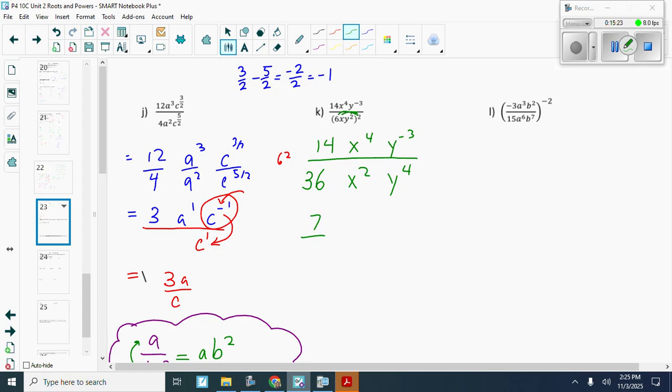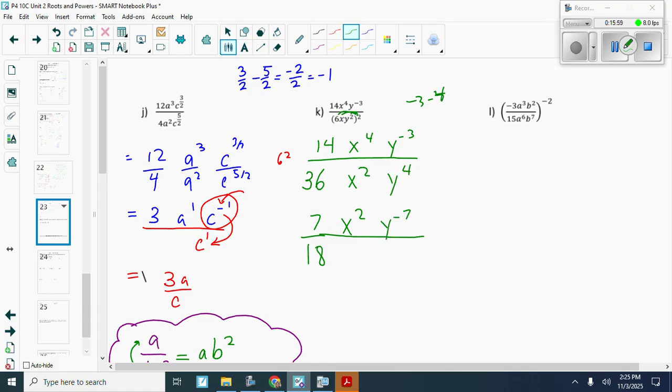So we have 7 over 18, and I'm just going to draw a longer line. 7's on the top, 18's on the bottom. We're going to subtract our exponents because we're dividing. 4 subtract 2. Guys, when we do this subtraction this way, our numbers are all going to stay on the top. So 4 subtract 2. We're on the top. -3, and -3 subtract 4 is -7.